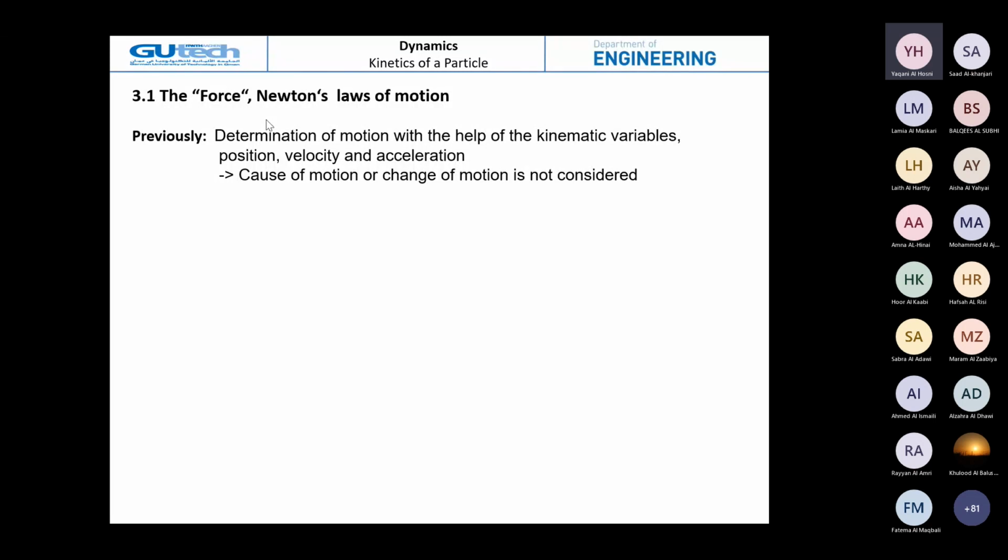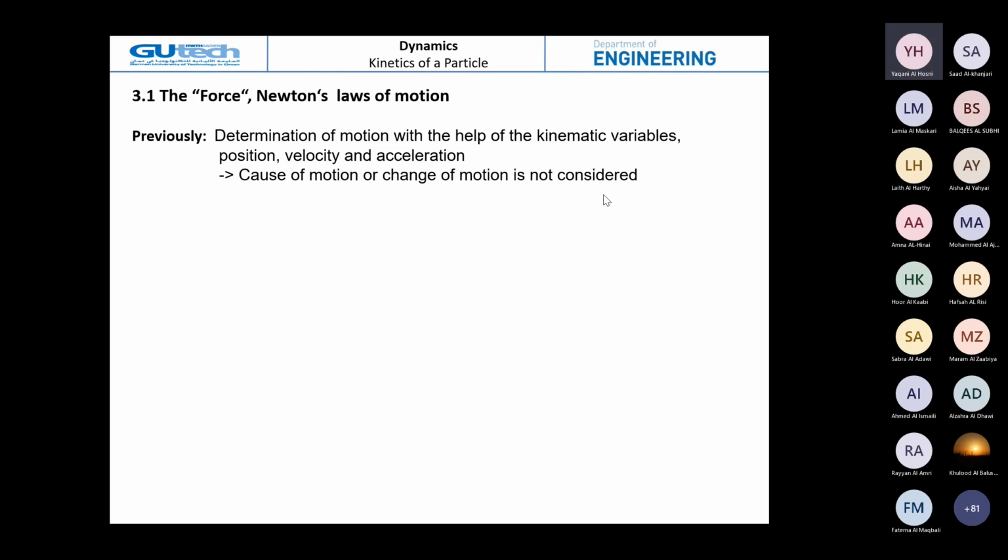Okay, now, as I said, we have to determine now in this part, and this part is only the kinetics of rigid bodies. Now, previously, the determination of motion was done with the help of the kinematic variables: position, velocity, and acceleration. Now, the cause of motion or change of motion is not considered.